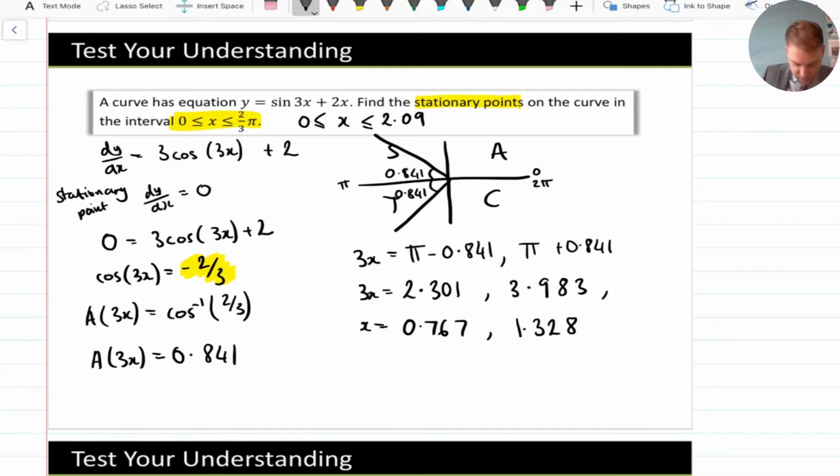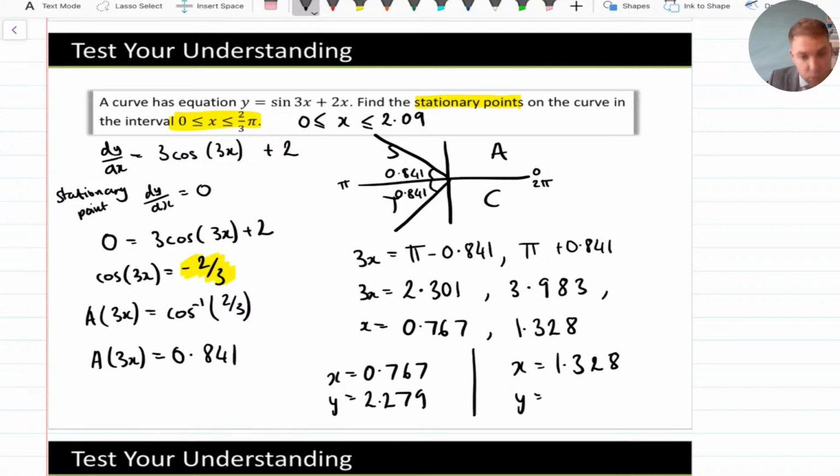I'm still not finished because I just need to write down what the y values are. I'm going to do that just by subbing them in. So I end up with x is equal to 0.767 when y is equal to 2.279. So there's my first coordinate. And the next one, x is equal to 1.328 when y is equal to 1.910.